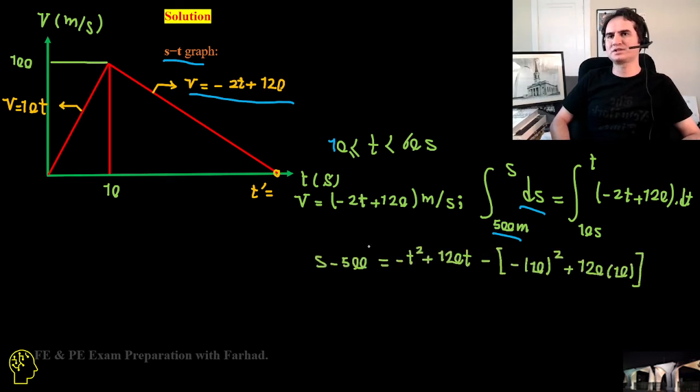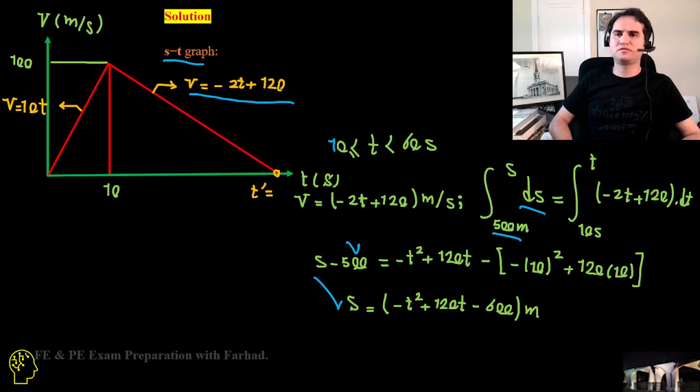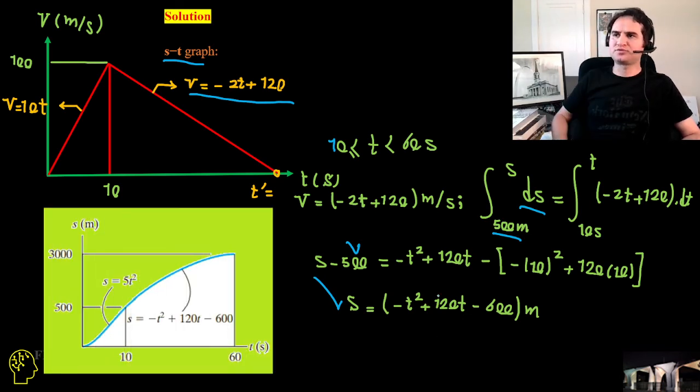If you do the math, it gives you s minus 500, and 500 we just calculated in the previous slide for the end of the first period. So s minus 500 is equal to negative t squared plus 120t minus (negative 10 squared plus 120 times 10). If you do the math, it just gives you this equation for displacement. And if you draw the displacement versus time, it is going to have the same equation which we just derived.